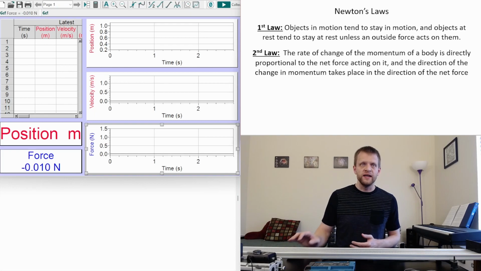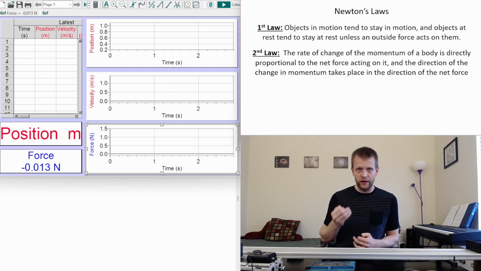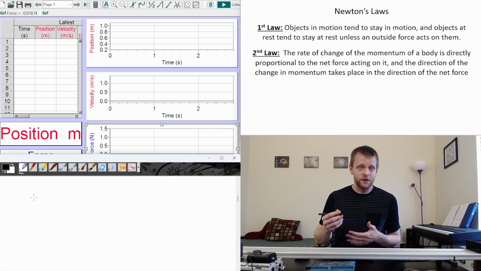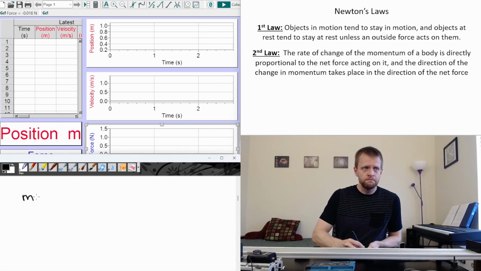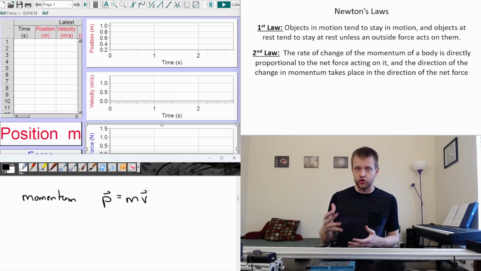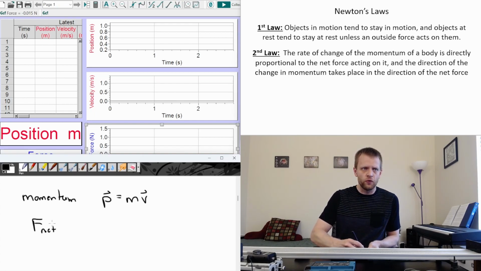The second law is that the rate of change of the momentum of a body is directly proportional to the net force acting on it, and the direction of that change in momentum takes place in the direction of the net force. Let's talk about this one in a little bit more detail. Momentum is generally denoted by a lowercase p and is defined as the mass of the object times its velocity. So this is a vector quantity. The direction of this momentum is the same as the direction of the velocity. And Newton's second law says that the net force acting on the object is equal to the change in the momentum over the change in time.